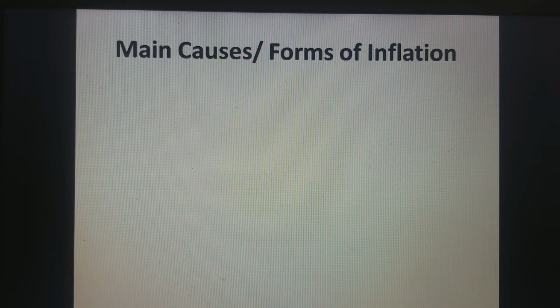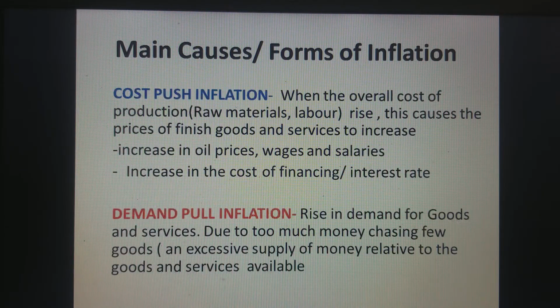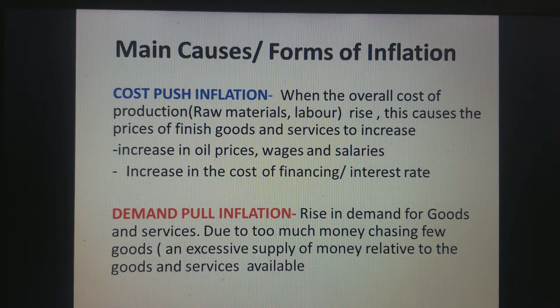Now, what are the main causes of inflation? There are at least two of them. One, cost push inflation. In other words, there's something that is pushing up or inflating. So cost push. The cost of production is pushing up the price of goods and services.